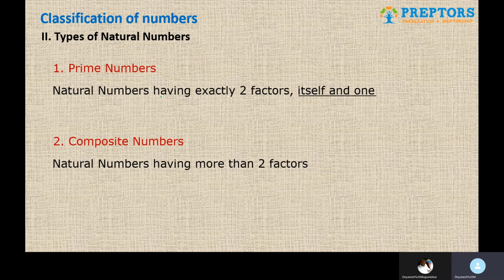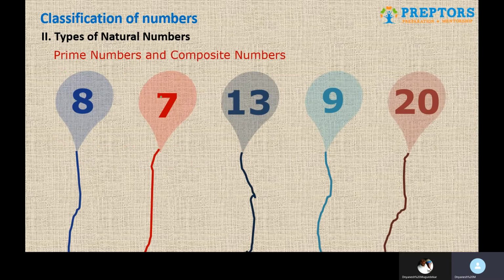Whereas composite numbers, in simple wordings, have more than two factors. For example, 4, 6, 8, 10, etc. They will always have more than two factors. Let's take some examples out of these: which are the primes and which are the composite? Obviously 7 and 13 are the primes, the other three are composite numbers.